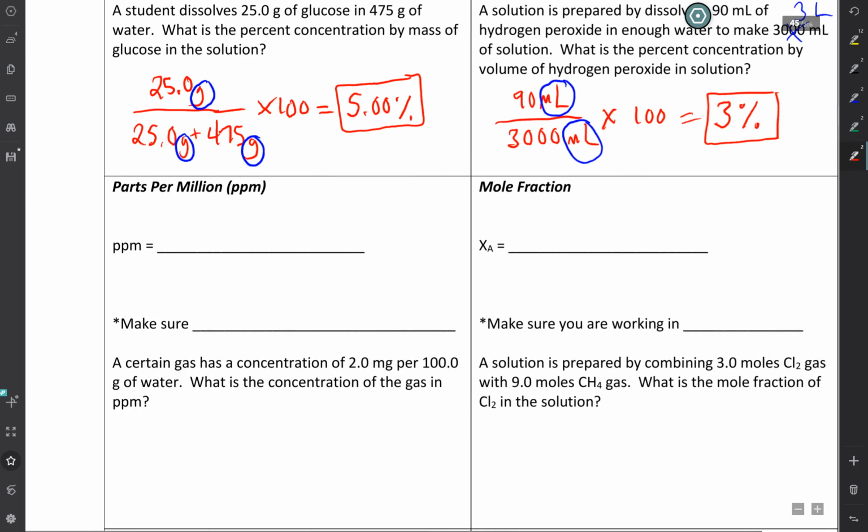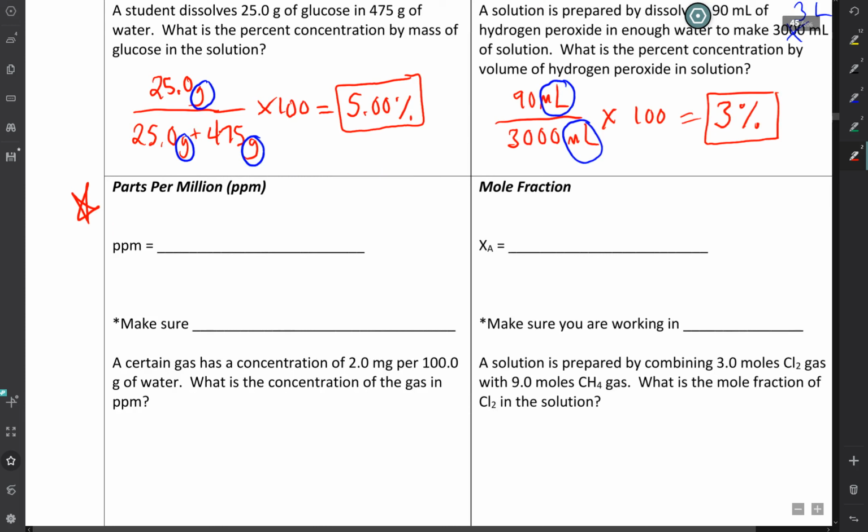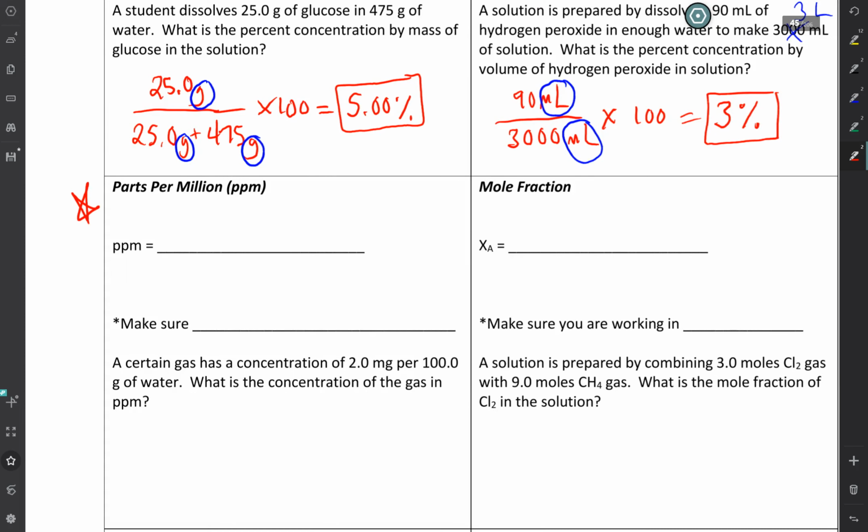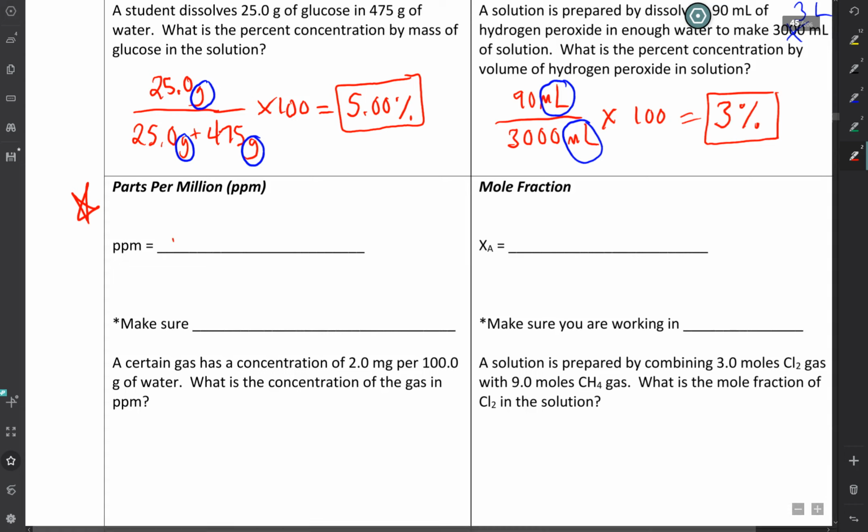All right, put a star next to the parts per million one. This one does show up on your reference table. In order to calculate parts per million, we're going to take the mass of the solute, divide by the mass of solution. You'll be thinking, wait a second, we already talked about this. The difference is, then we're going to multiply it by 1,000,000, times 10 to the 6.